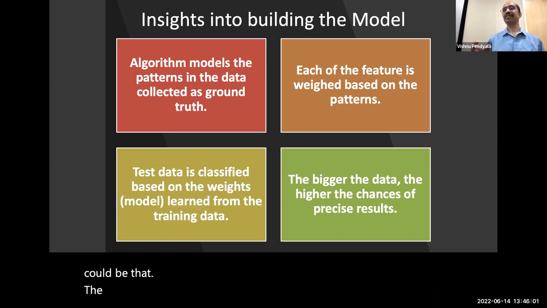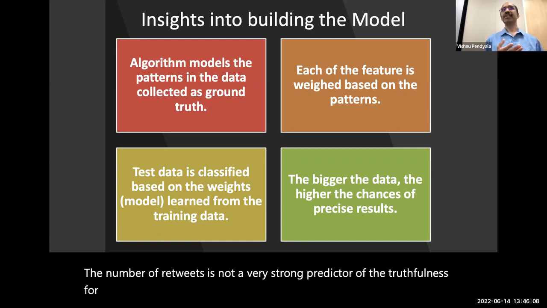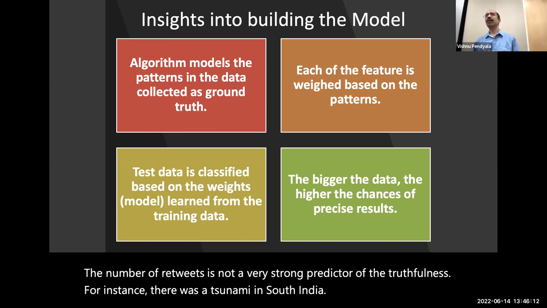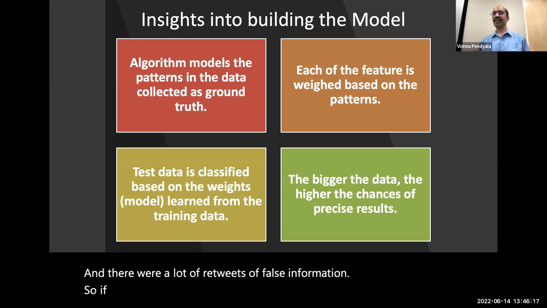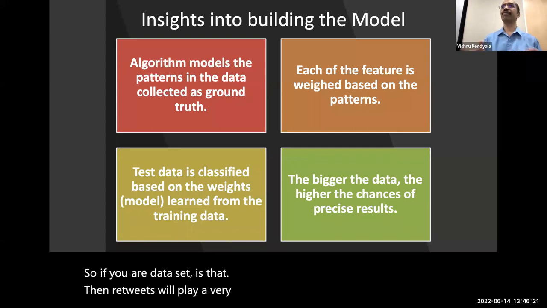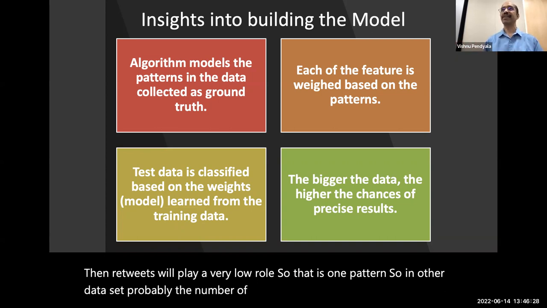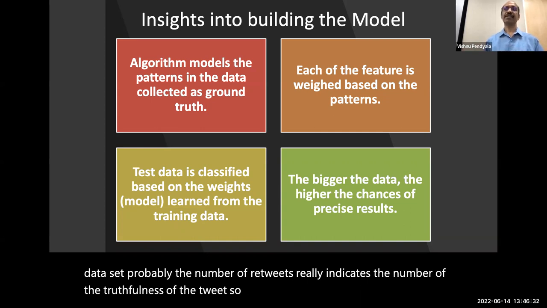The patterns could be that the number of retweets is not a very strong predictor of the truthfulness. For instance, there was a tsunami in South India, and there were a lot of retweets of false information. So if your data set is that, then retweets will play a very low role. So that is one pattern. In another data set, probably the number of retweets really indicates the truthfulness of the tweet. So it all depends on the data set.